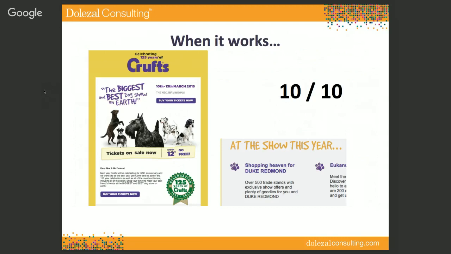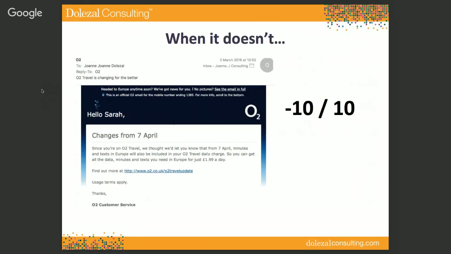It's very sophisticated. But when it doesn't work, oh my God, is it bad. So I'm not Sarah. And they know that because they've got my email address. I'm not Sarah. And actually, she has a completely different tariff to me as well. So I'm sorry, O2, but it's minus 10 out of 10 for you.